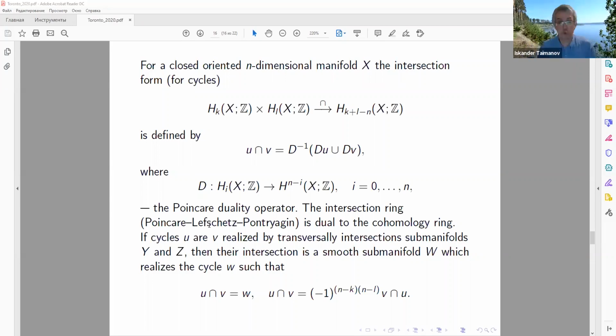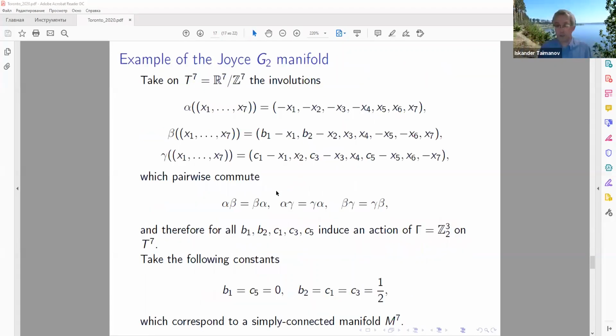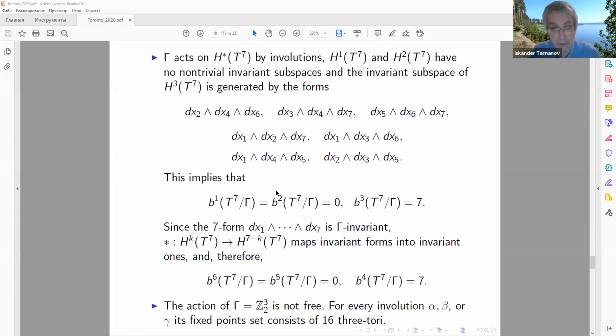So we can do these intersection forms. We can realize cycles by simplicial subcomplexes, take the intersections of submanifolds, and construct the intersection ring, the homology ring, and the cohomology ring, which is just dual to it. And now I come to the example of the Joyce manifold. I have to be fast because I have only 3 minutes.